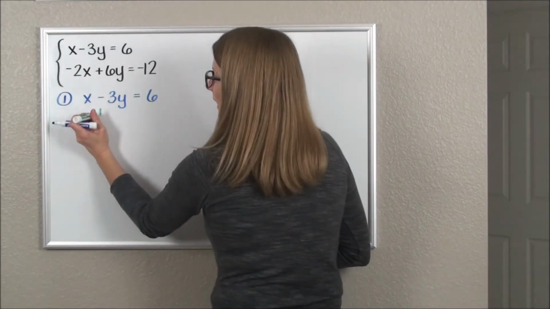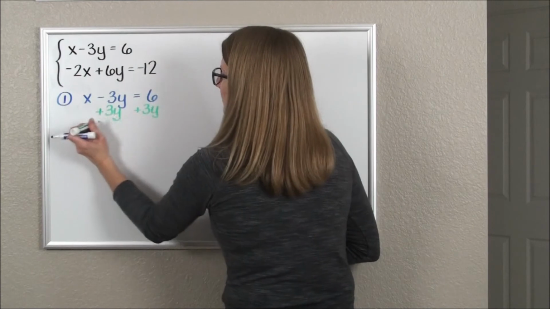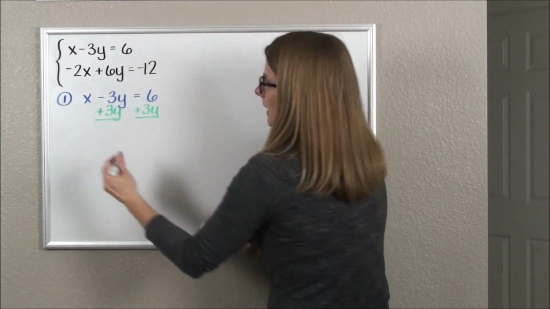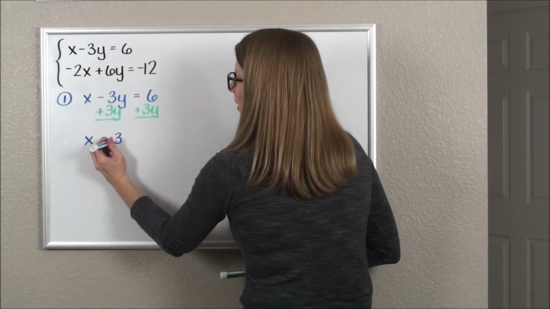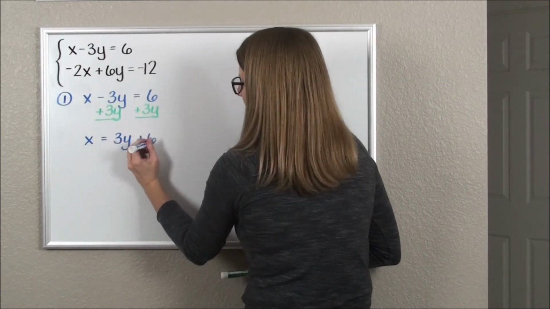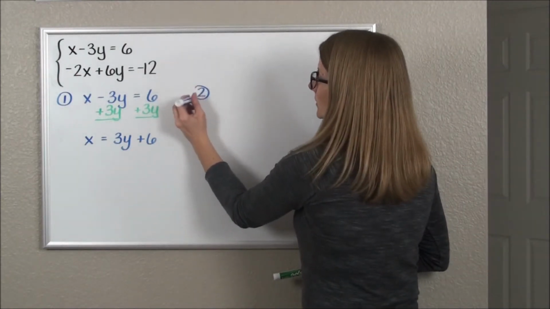So I will relocate the 3y by adding to both sides. This then gives me x equals, which is exactly the format I want. I get 3y plus 6. So there's my step 1, and step 2 will need to use the other equation.